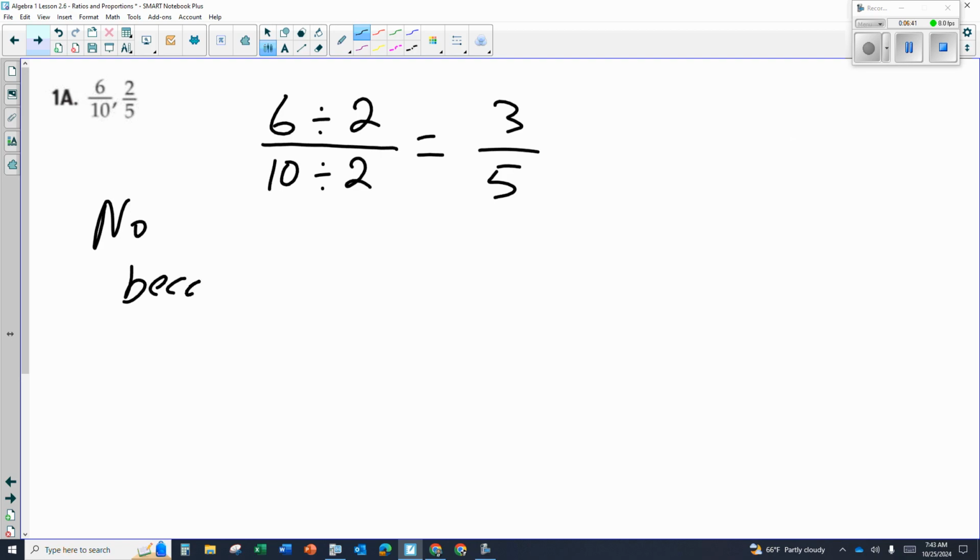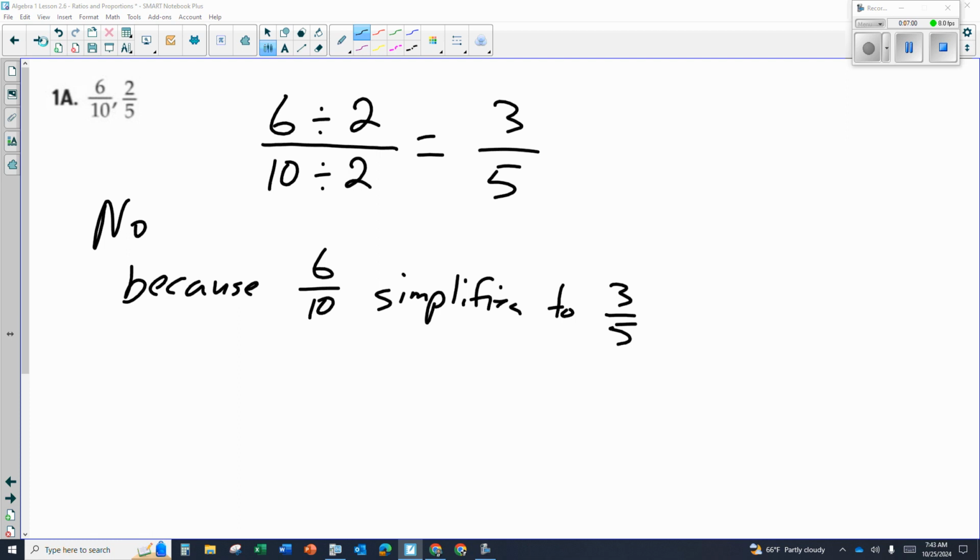because let's go ahead and justify that. 6/10 simplifies to 3/5, and that is not equal to 2/5. So that would be the answer for that one there.